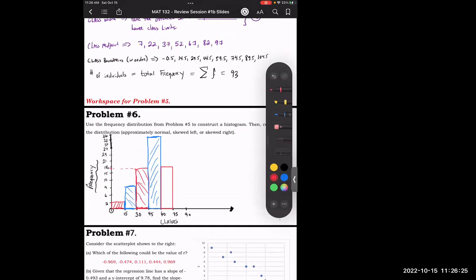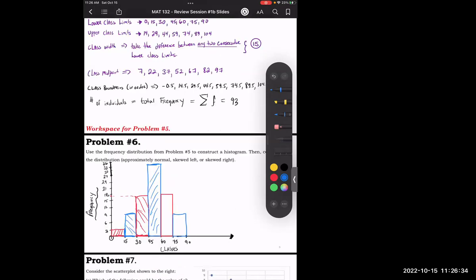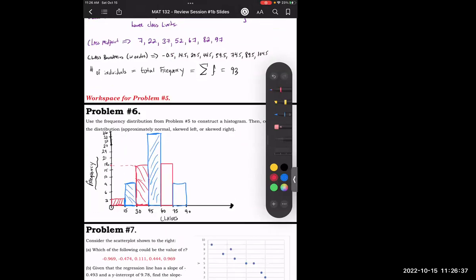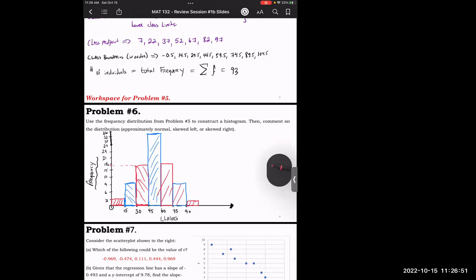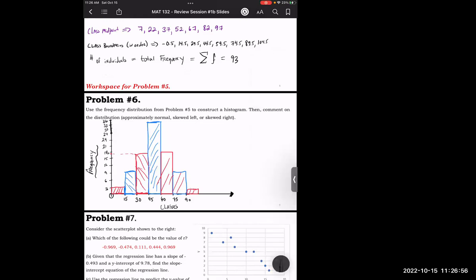And let's see, next one is 9. And the last one is 2. Okay, so that's our frequency distribution table now being organized into a histogram. So what do you think? Is the histogram approximately normal, skewed left, or skewed right?